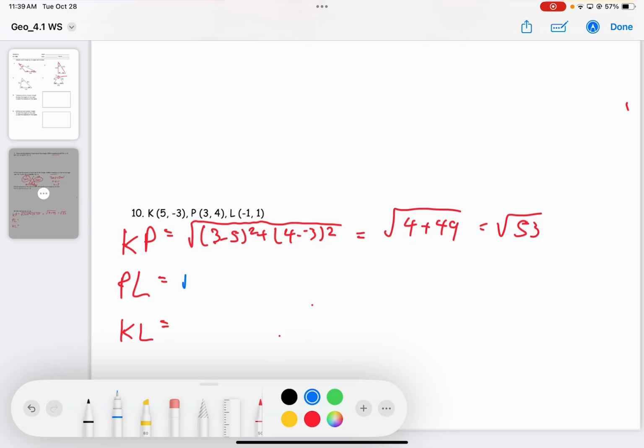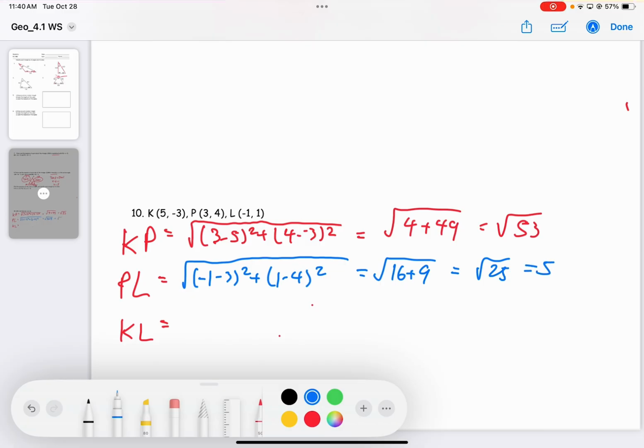So now I'm working with the last two coordinates. So then I would do -1 minus 3 squared plus 1 minus 4 squared. -1 minus 3 is -4. -4 squared is going to be 16. And then 1 minus 4 is -3. -3 squared is 9. So I would get square root of 16 plus 9, so square root of 25, which is going to give me 5. Oh my gosh, a perfect square. Let's do the last one, KL.